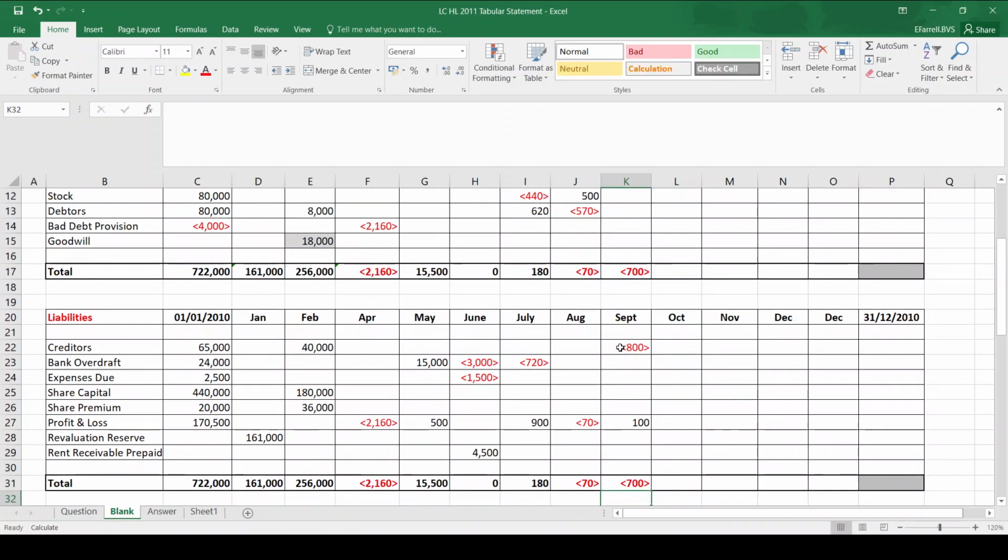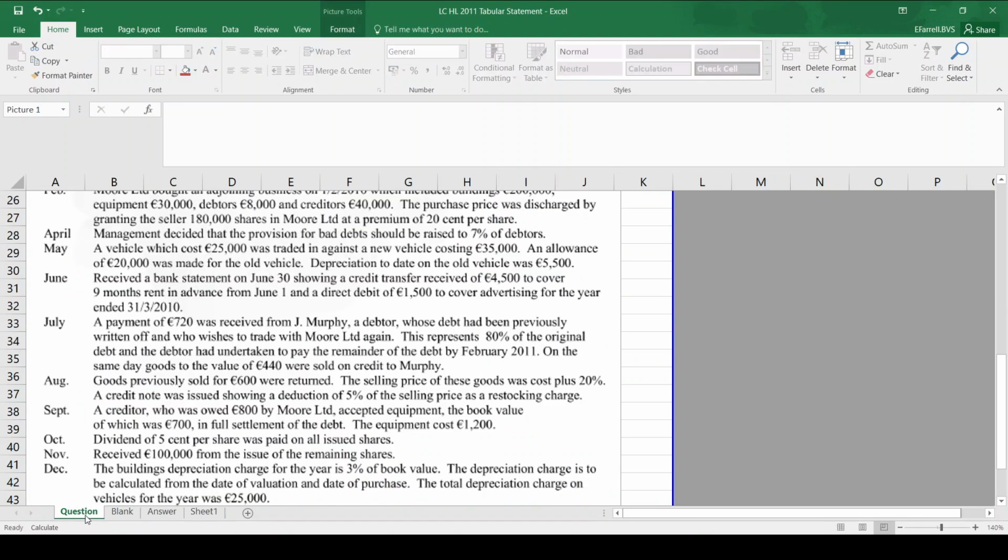Which comes to minus 700. October, dividend of 5 cents per share was paid on all shares. So the dividend is 5 cents per share, and because they're €1 shares, if the dividend is 5 cents, that means 5%.